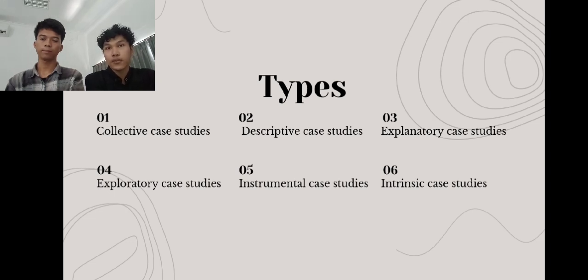The next type of case study is descriptive case study. The goal of this case study is to provide a detailed picture of a particular situation or phenomenon. The third is explanatory case study. It's designed to explain cause and effect relationships in a case. For example, why a particular policy produces a particular outcome in education.